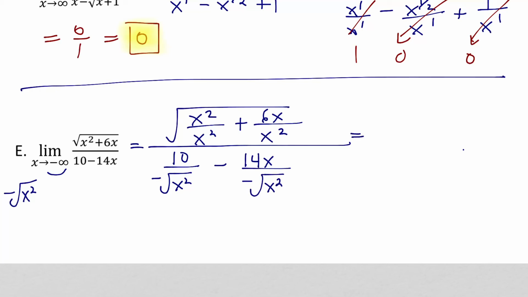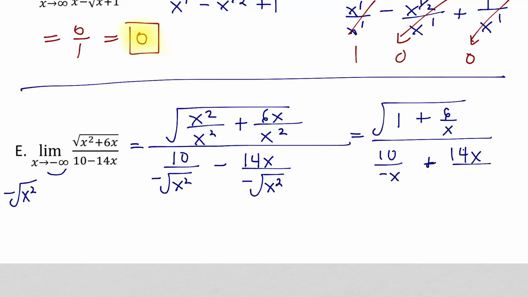All right, so now let's simplify this sum. I've got 1 plus 6 over x in the numerator under the radical. I've got 10 divided by negative x here. I've got 2 negatives here, so that's plus. And I've got 14x. The square root of x squared is x.